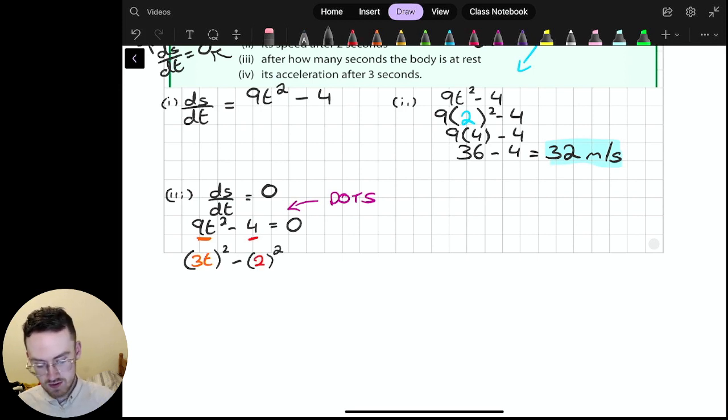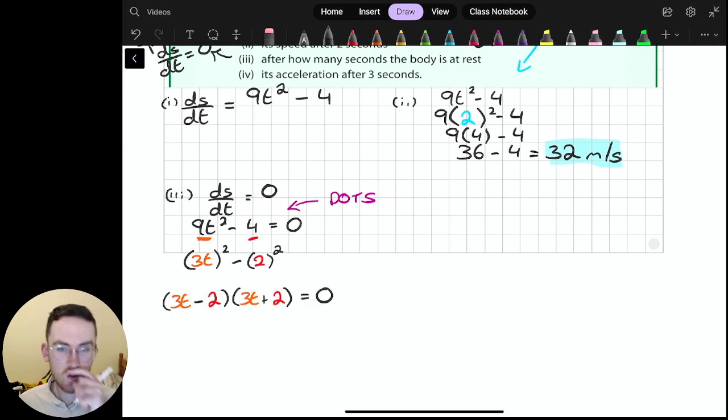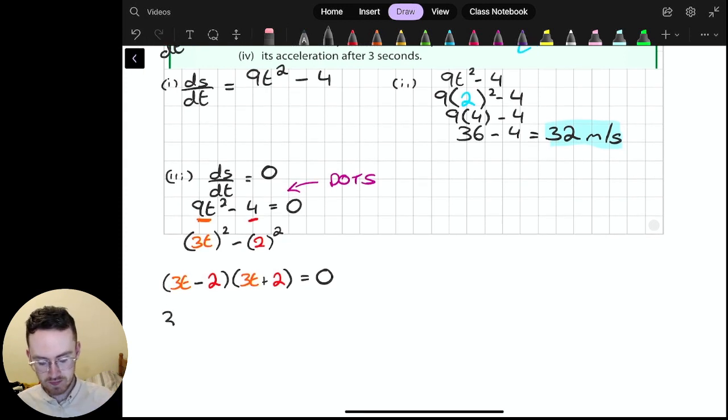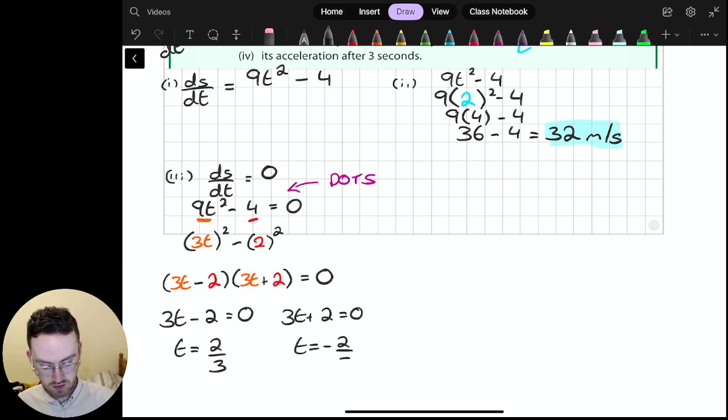Then for a difference of two squares, we end up with two brackets. The first one is 3t minus 2, and the next one is going to be 3t plus 2. And this is all equal to 0. If we have two brackets like this, or two factors equal to 0, now we need to split them up. So we say 3t minus 2 is equal to 0, t is equal to 2/3. 3t plus 2 is equal to 0, t is equal to minus 2/3.